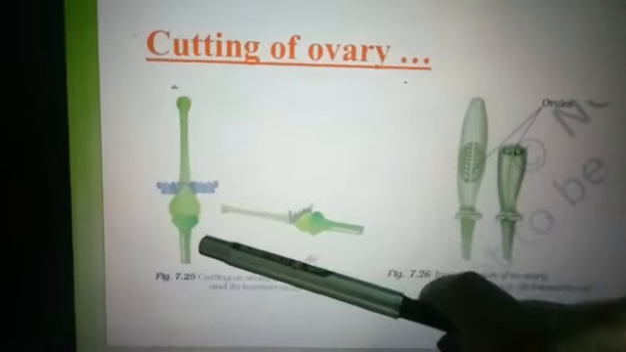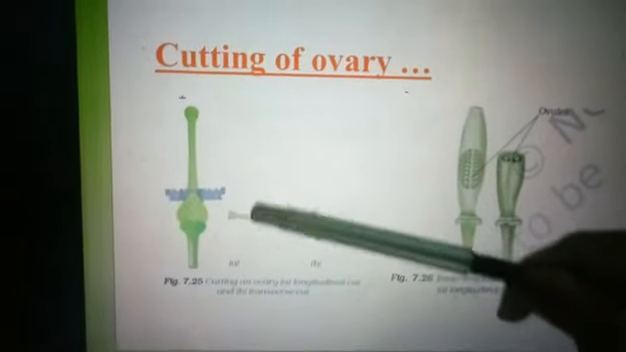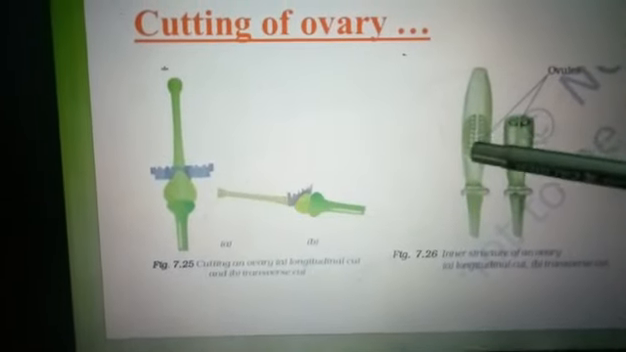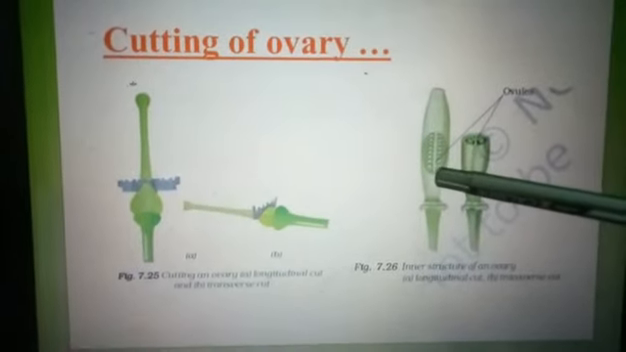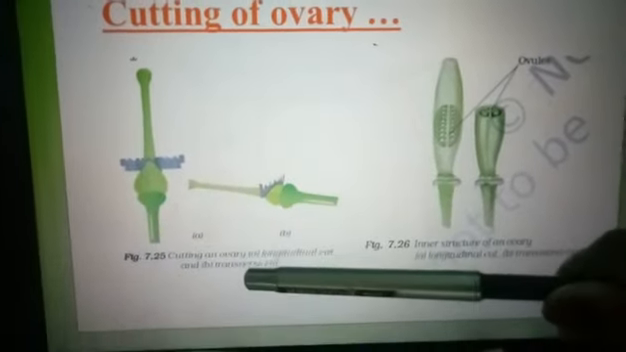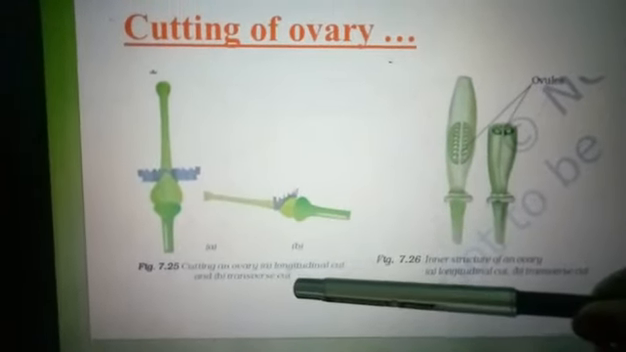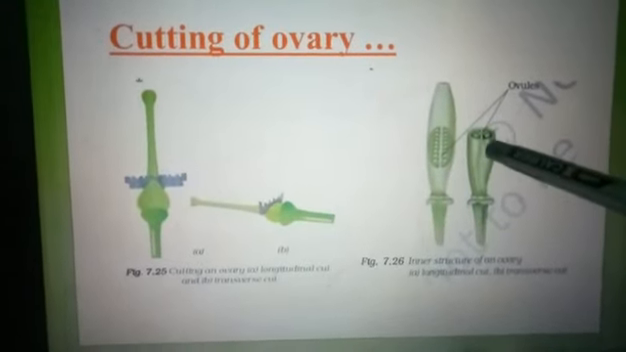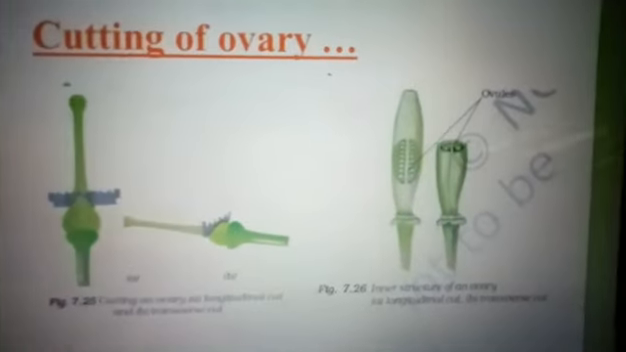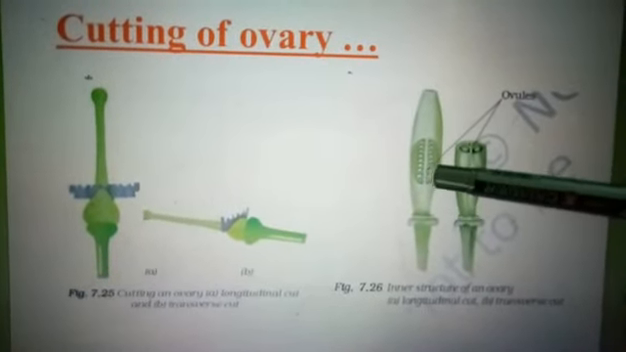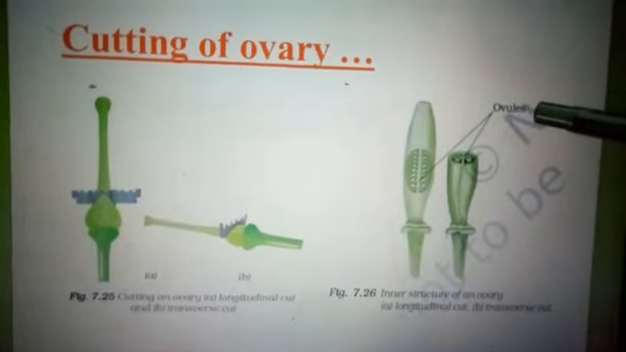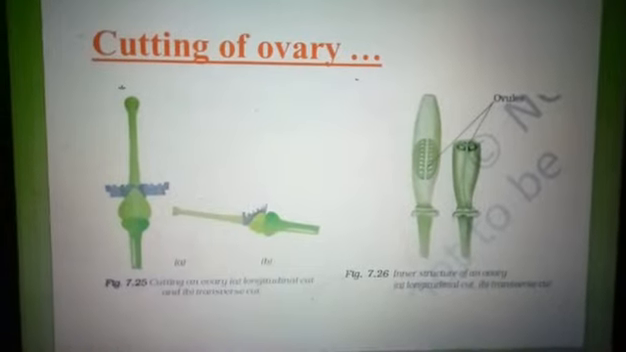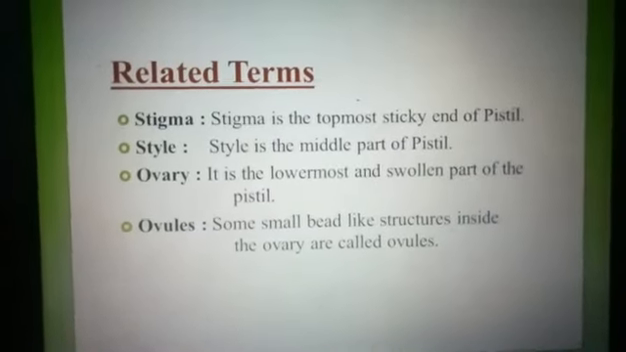You can cut like upside down, means top to bottom. Top to bottom is known as longitudinal cut. When you cut top to bottom, then you observe a structure like this, right? And the other way is transverse cut. Transverse cut means when you are cutting from right to left, right? Then it appears like this, and inside you have these small beads like structure. Just look here, these beads like structure. This one is known as ovule. So ovule is present inside the ovary. Understood? Very good.